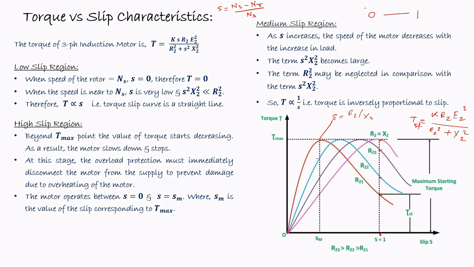And the motor basically operates between S equal to 0 and S equal to Sm region. That means the motor will always operate in this region. So you can say this is the operating region.